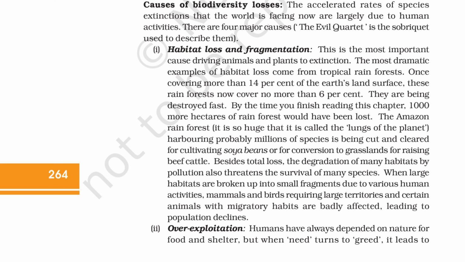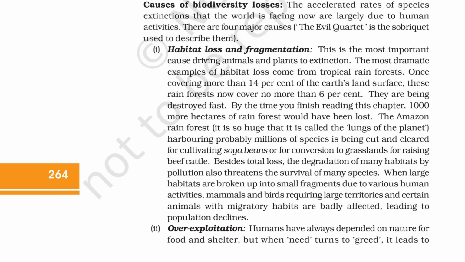The most dramatic examples of habitat loss come from tropical rainforests. Once covering more than 14% of the Earth's land surface, these rainforests now cover no more than 6%. They are being destroyed fast. By the time you finish reading this chapter, 1,000 more hectares of rainforest would have been lost. The Amazon rainforest, so huge that it is called the lungs of the planet, harboring probably millions of species, is being cut and cleared for cultivating soya beans or for conversion to grasslands for raising beef cattle.